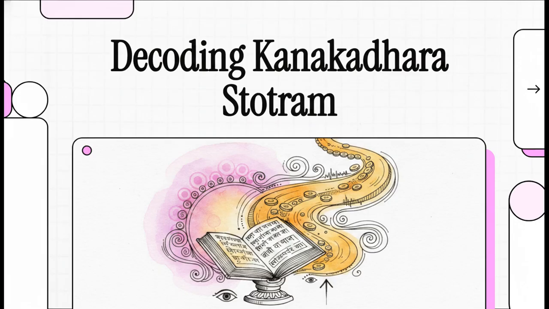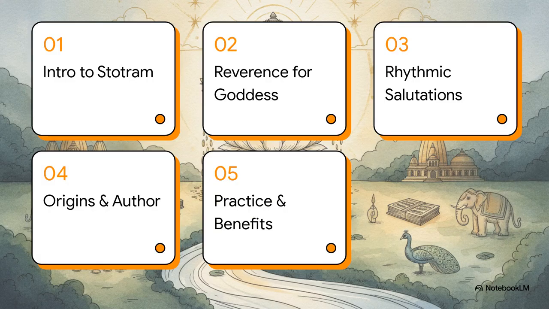We're going to deconstruct the original source text today to see exactly how this operates on both a linguistic and, well, a deeply spiritual level. So, here is our roadmap for the explainer. We'll kick things off with a brief intro to the Stotram itself, then move into its profound reverence for the Divine Mother. After that, we'll break down the rhythmic structure of its salutations, uncover the legendary Shankaracharya and the text origins, and finally, look at the daily practice and the immense benefits it promises.